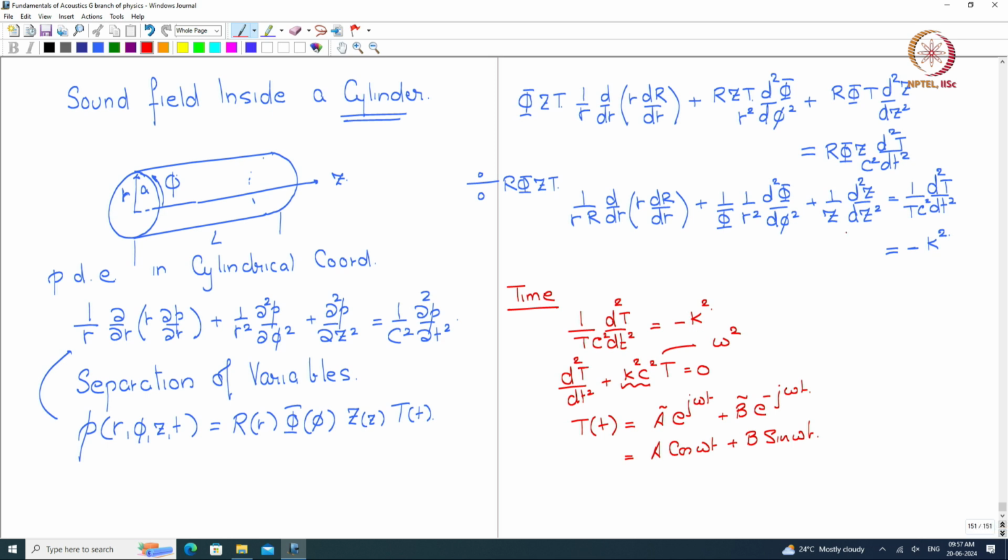Okay, so now this is equal to minus k square. I suppose you see why it has to be a constant. It is a function purely of r, it's a function purely of phi, it's a function purely of z, it's purely a function of t, and therefore it has to be a constant. Okay, we have seen this in the rectangular Cartesian case.